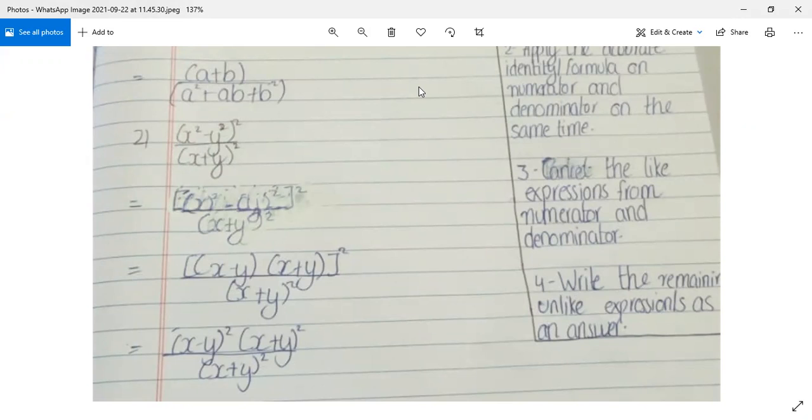The first question we had done. The second question is related to this: x square minus y square, then x plus y square.